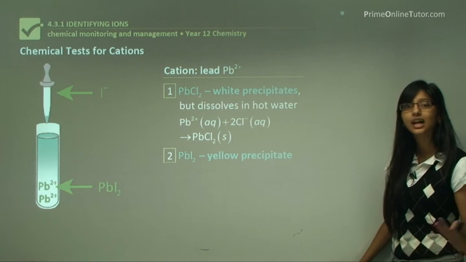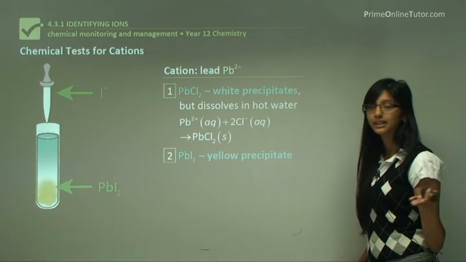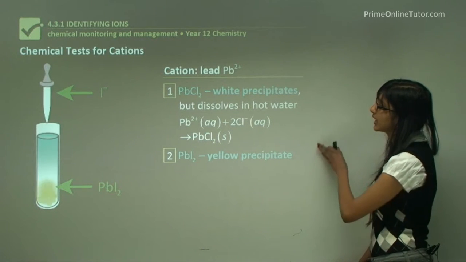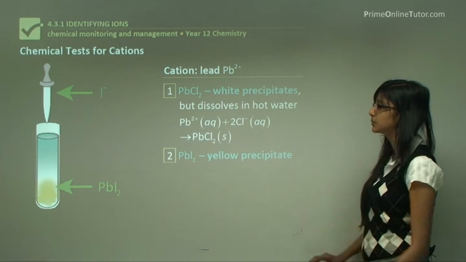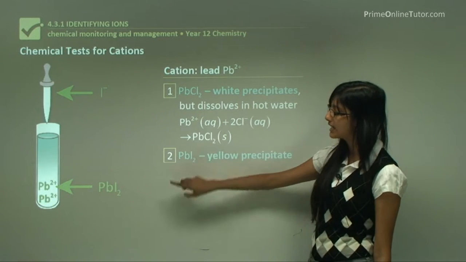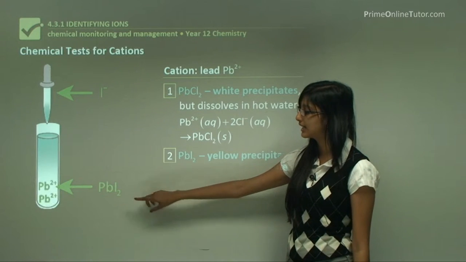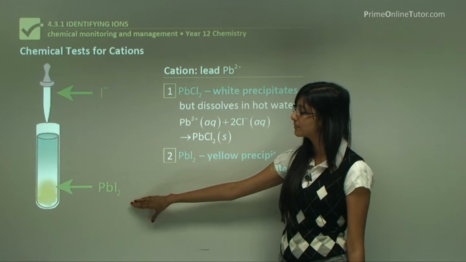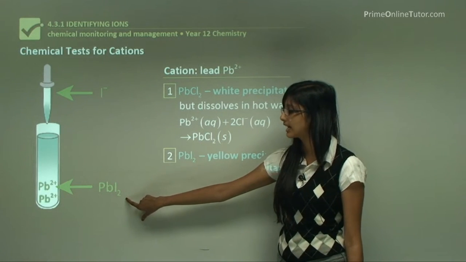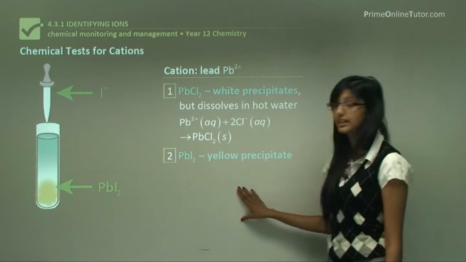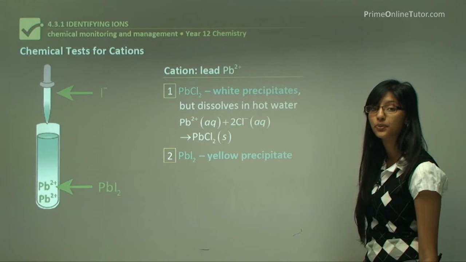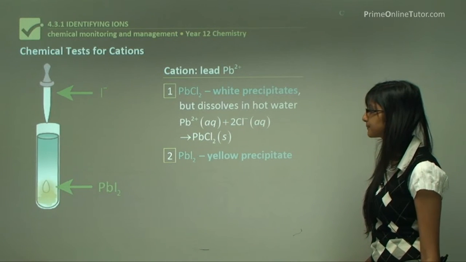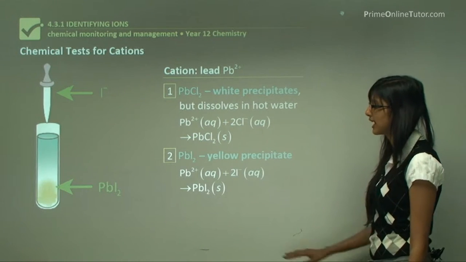But as you can see, a lot of elements produce white precipitate. So the best test to identify lead ions would be with iodine. So if you add iodine to a solution containing lead, a yellow precipitate should form. So as you can see, lead iodide is a yellow precipitate. So with iodine, a yellow precipitate is formed when lead ions are present. So let's look at the reaction.